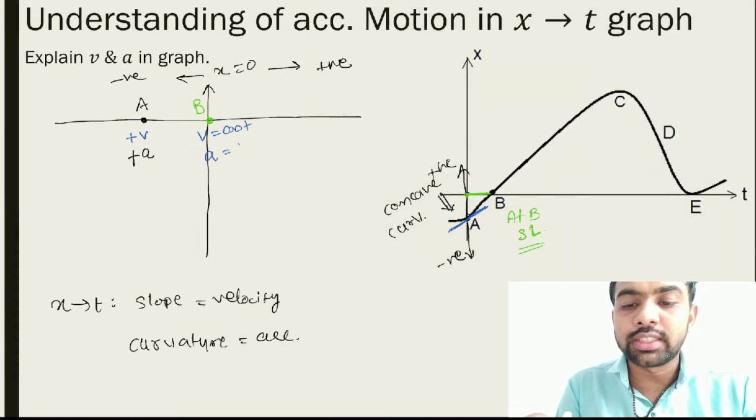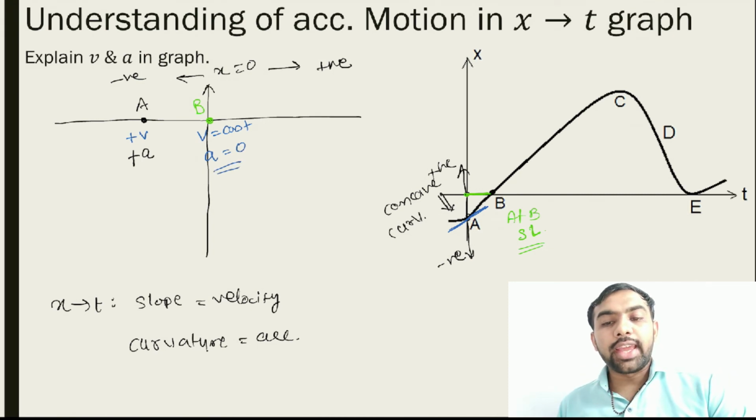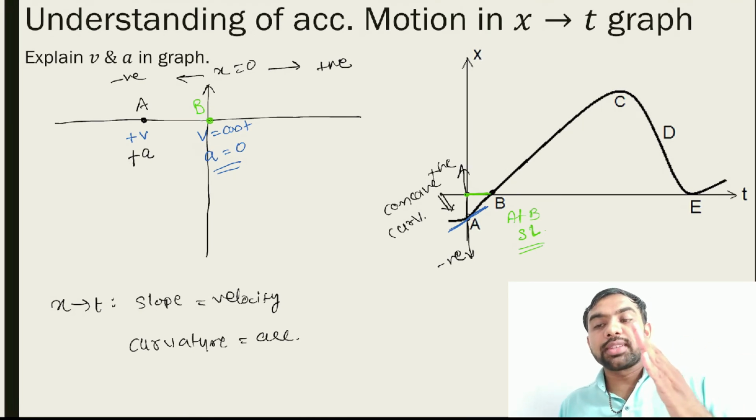If velocity is constant, it means acceleration is 0. So in the x versus t graph, at point B acceleration is 0. Why? It is representing a straight line. So this acceleration is 0 and v is equal to constant.